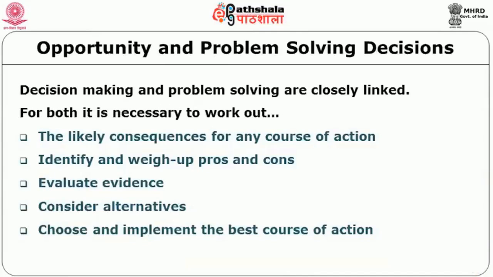The next type of decision is opportunity decisions and problem solving decisions. Decision making and problem solving go hand in hand. In the course of solving the problem, one needs to identify the alternatives, select the alternative, analyze the alternative, and identify the pros and cons of each alternative, and then he or she may arrive at the solution of the problem.